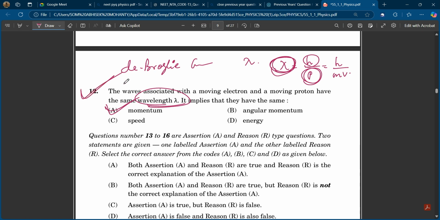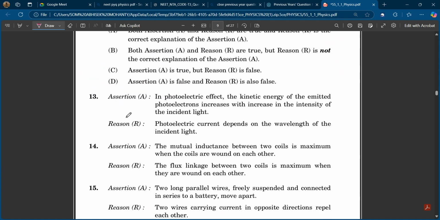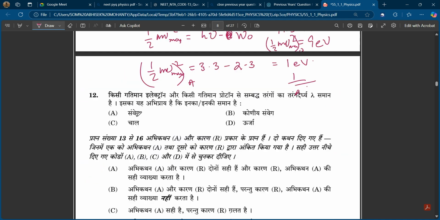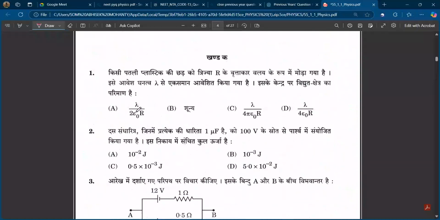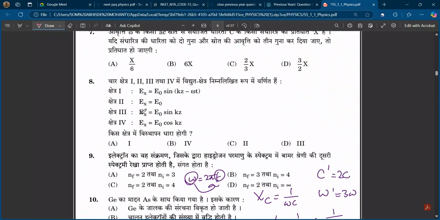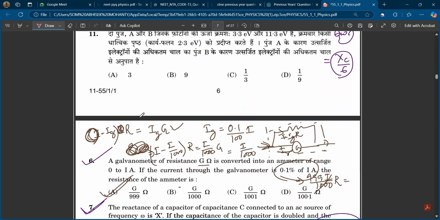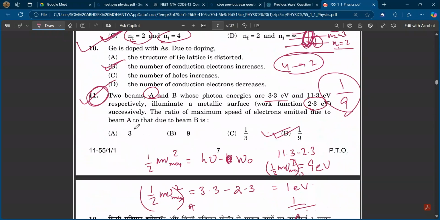So these were the MCQs from this chapter, from 2024. We'll separately do the numericals. First, I want to finish all the MCQs of previous year questions.